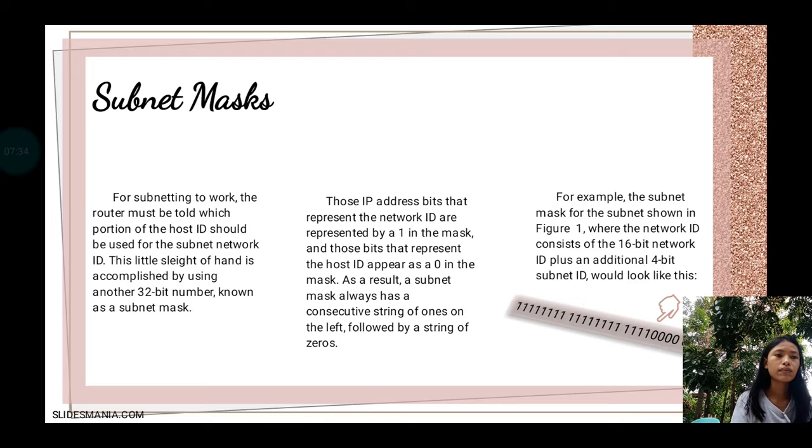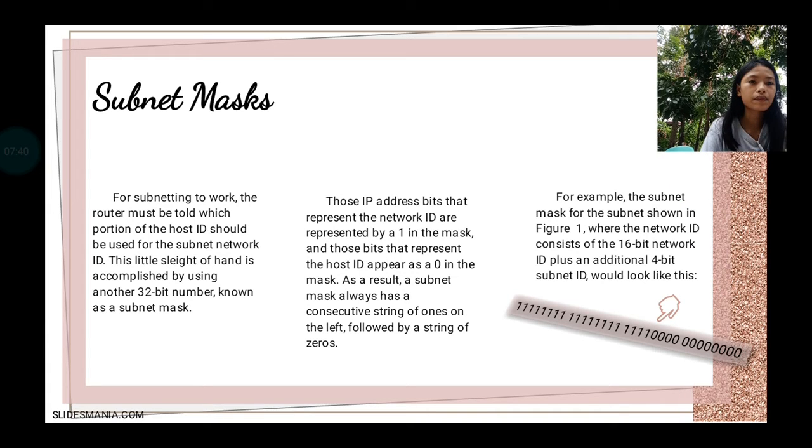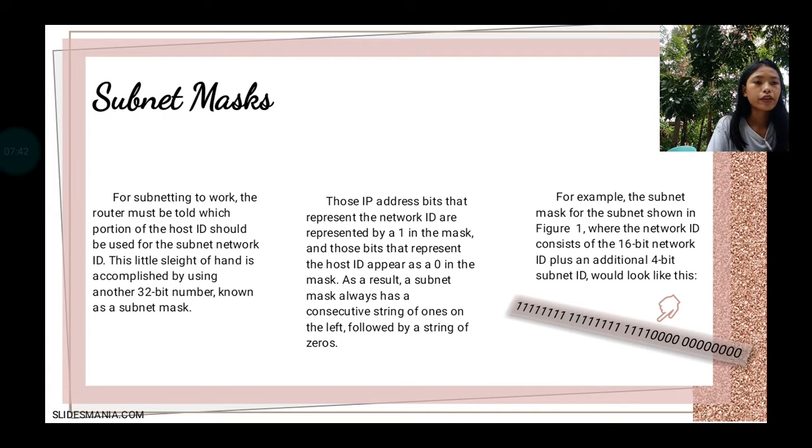For example, the subnet mask for the subnet shown in Figure 1, where the network ID consists of the 16-bit network ID plus an additional 4-bit subnet ID, would look like this. So there you have the 1s on the left and 0s on the right. The 1s represent the network ID, and the 0s represent the host ID.